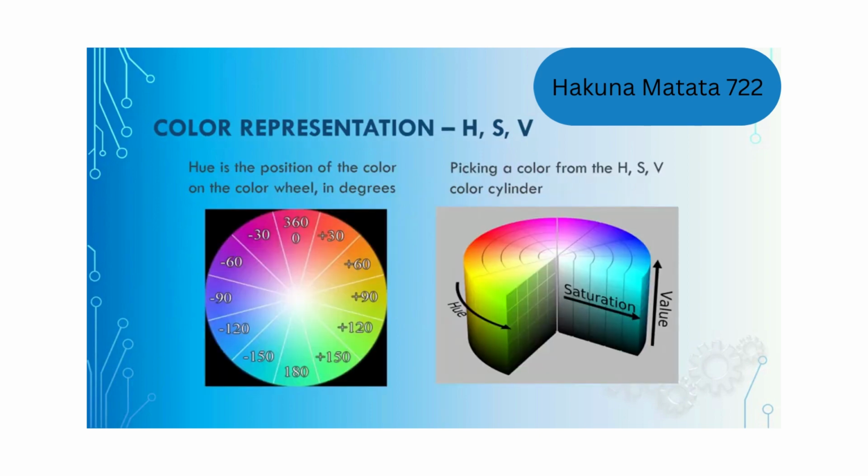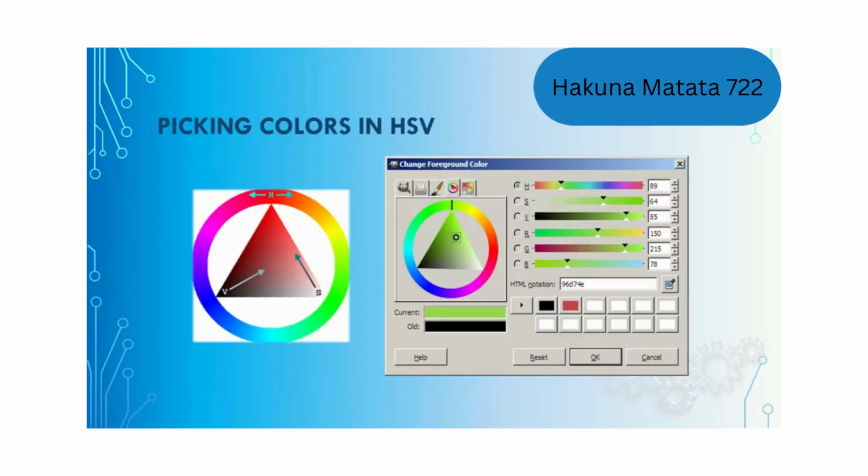This is an example of how we can specify a color using HSV. So first we have to pick a base color on the color view as H, hue. Then we have to specify the amount of white color using saturation S. After that, we have to specify the intensity or the brightness of the color using V. This is another example of picking a color using HSV in GIMP, which is an image editing software that you use in the lab.